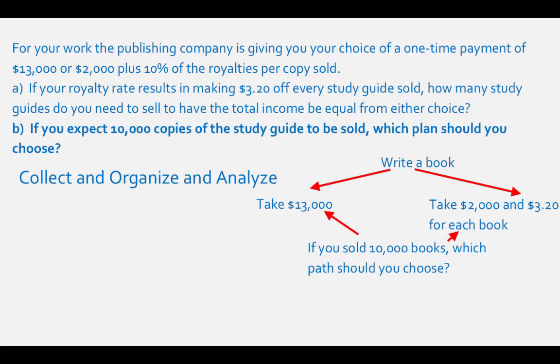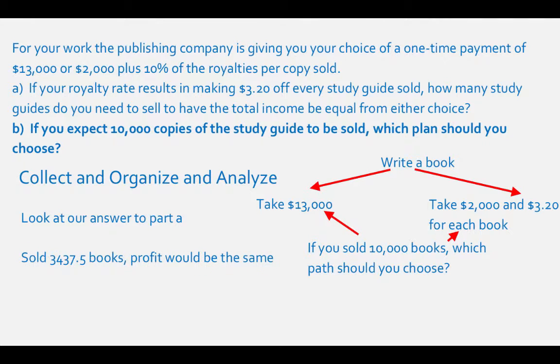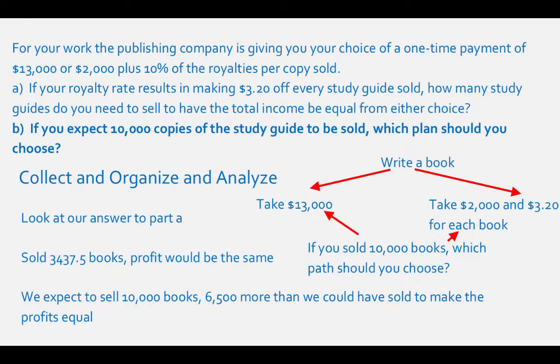For the analyze step, we could solve this problem one of two ways. We could look at our answer in part A, or we could multiply this number times how much money we got per book. We'll start by looking at our answer in part A. In our answer to part A, we found if we sold 3,437.5 books, we could make the same amount of money either way. Now we're saying that we've sold 10,000 books, which is 6,500 more books than we sold if the outcomes were equal. Which way would be more profitable? It would be better to take the $2,000 and $3.20 per book royalty.